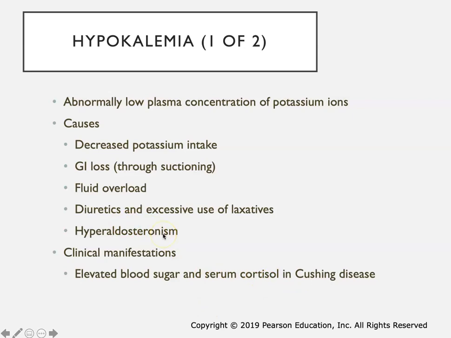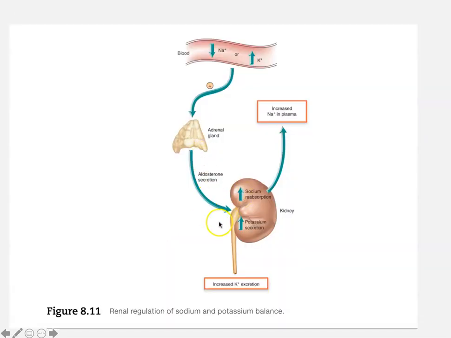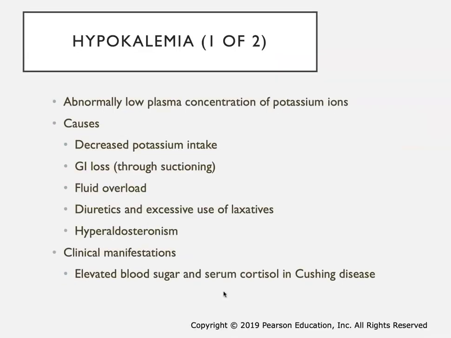Hyperaldosteronism. So remember I just showed you over here that aldosterone, its function, in terms of potassium, is to cause more potassium to be excreted. So if you have too much aldosterone being produced, then you would have too much potassium being excreted, and your levels of potassium would be low, thus hypokalemia, okay?